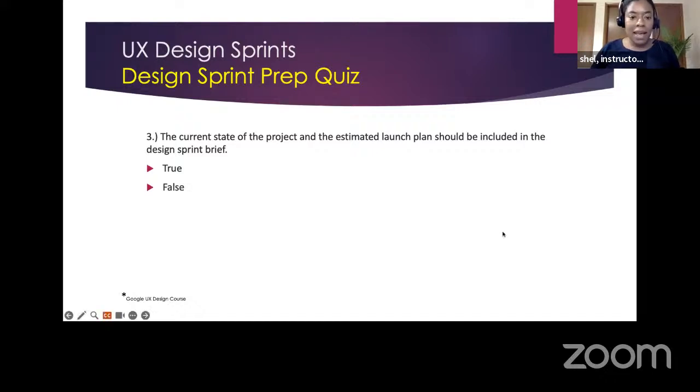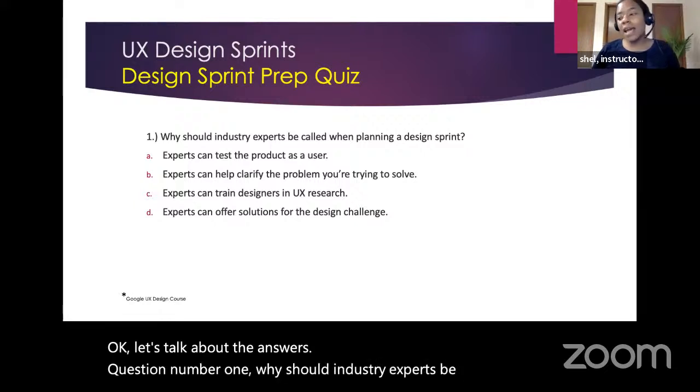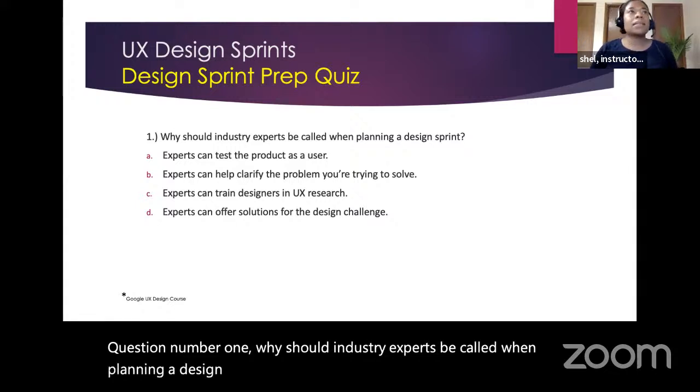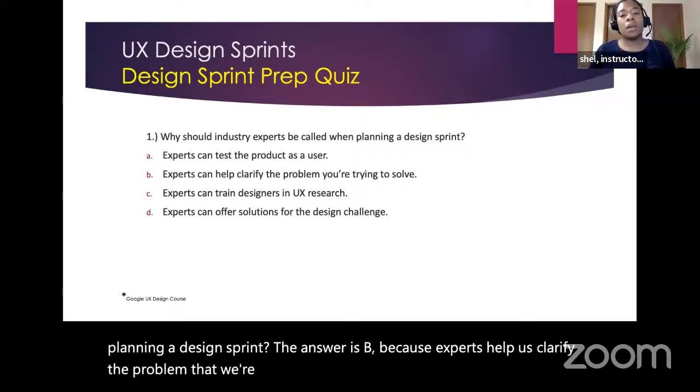Okay, let's talk about the answers. So question number one, why should industry experts be called when planning a design sprint? The answer is B, because experts help us clarify the problem that we're trying to solve.